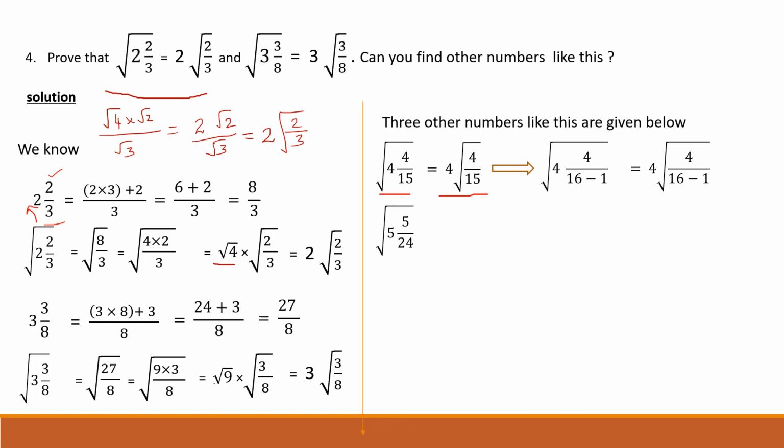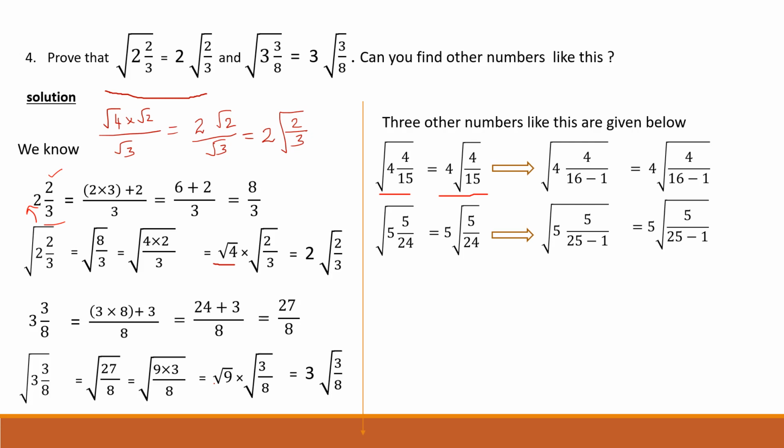So what about the second one? Square root of 5/24. 5 times square root of 5/24. Is it right? Okay, let's check. And what is this? By looking at the specialty, can you write it in terms of the first one we wrote? This can be written as 5 times 5/25 - 1. And this is the same as 5 times square root of 5/25 - 1. Isn't it? Okay, then what about the next one?